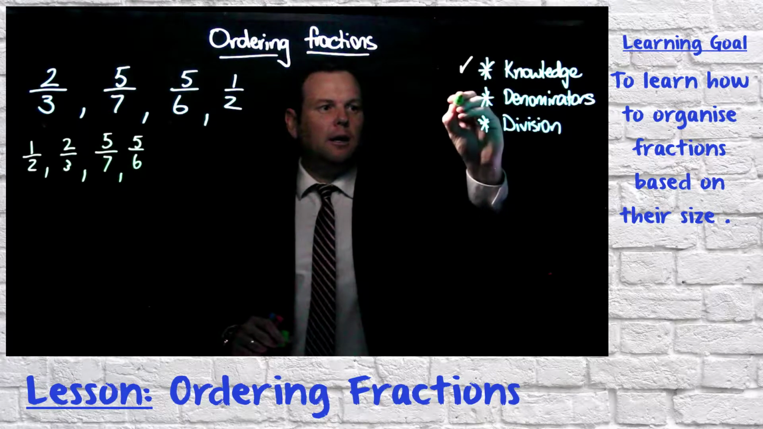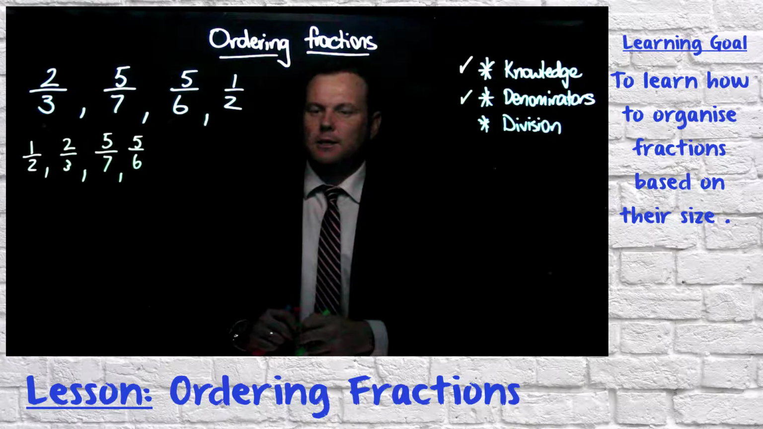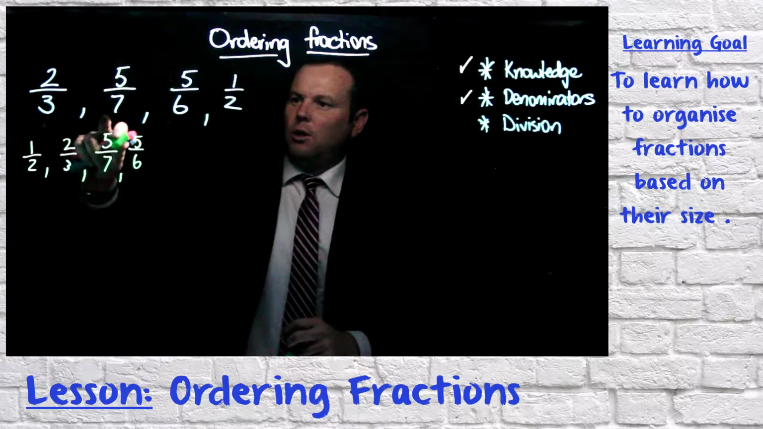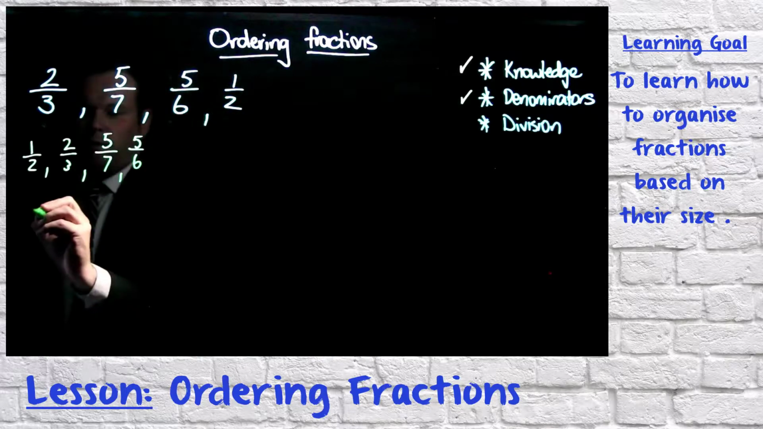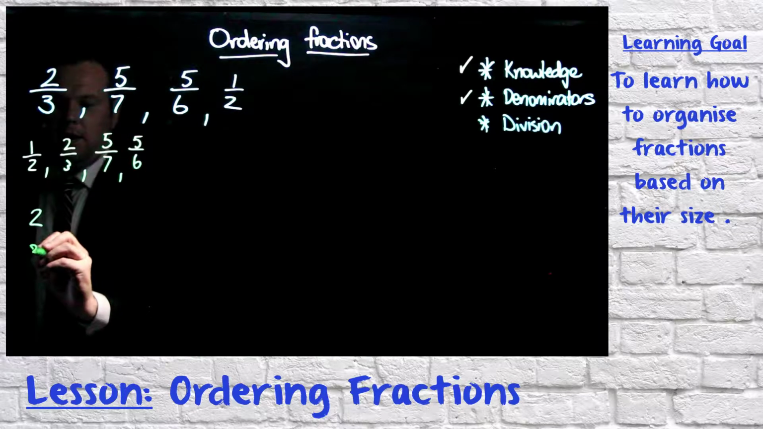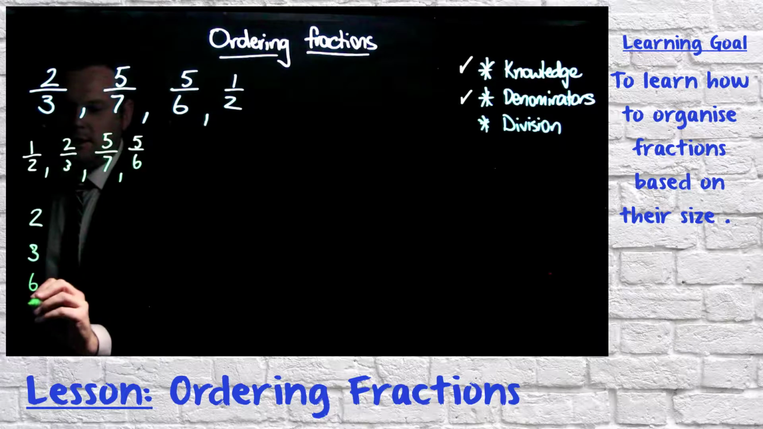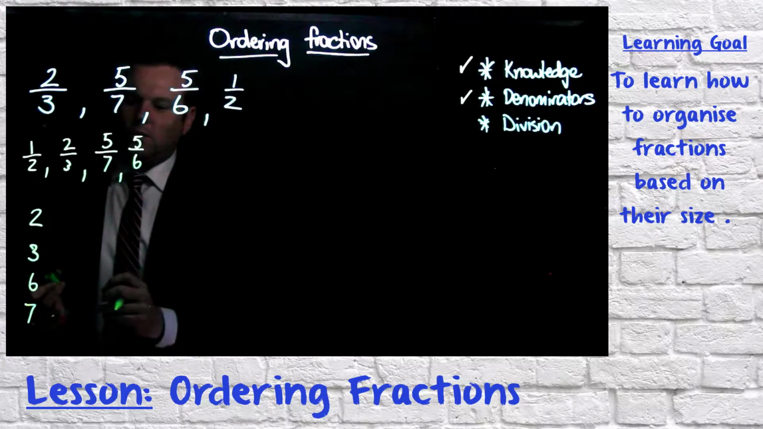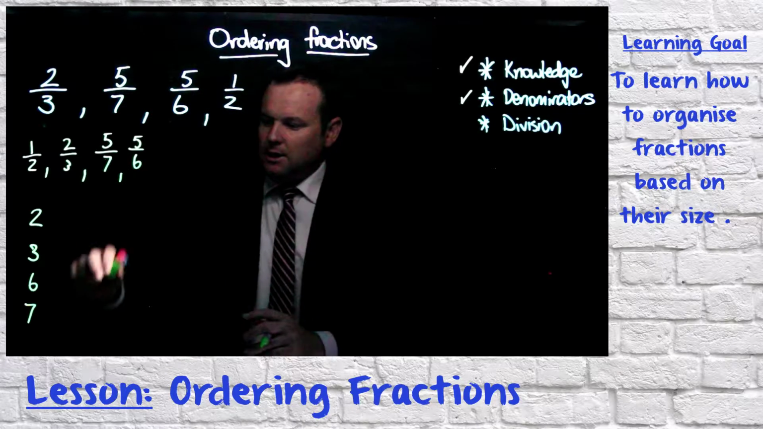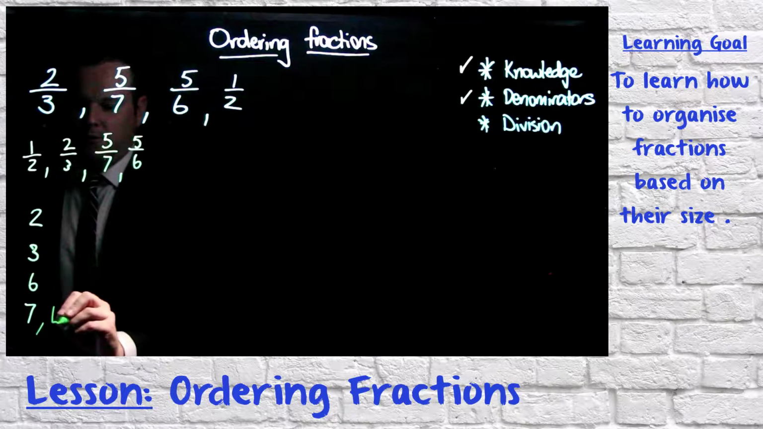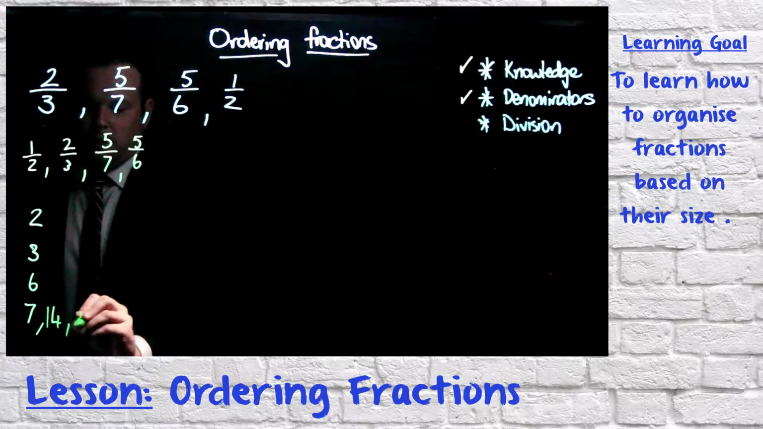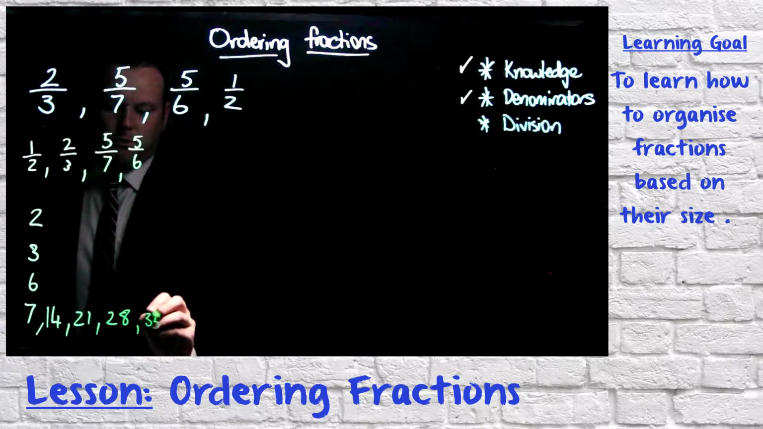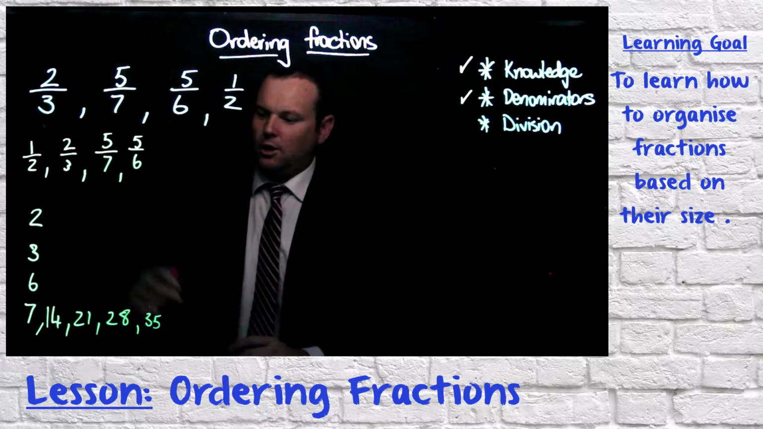Now, the first one is by finding common denominators. Now, this is where we jump back to lowest common multiple. We need to find the lowest common multiple of these numbers. So we've got 2, we've got 3, we've got 6, and we've got 7, okay? Now, remembering when we find the lowest common multiple, we find multiples of the biggest one first. So let's start here. 14, 21, 28, 35. And I'm just going to write a few down to start off with. I'm not going to go through them all.